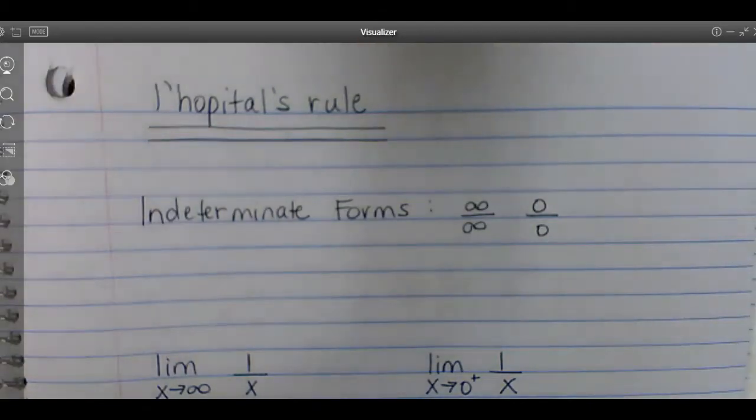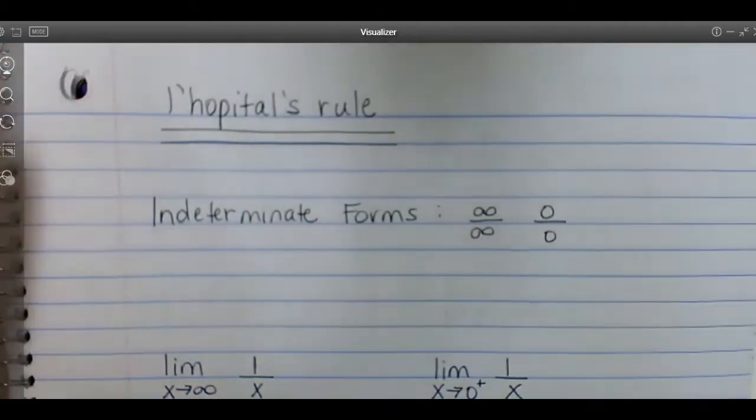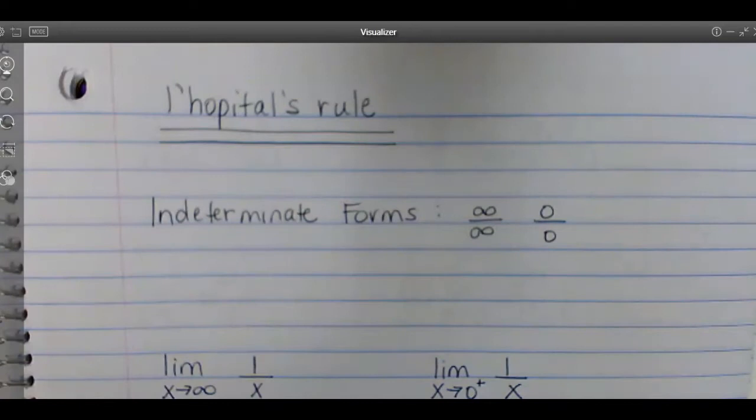Okay, today we're talking about L'Hopital's rule. L'Hopital came up with this rule with limits, and basically what you want to try to figure out is if we can find the limit of functions a different way.